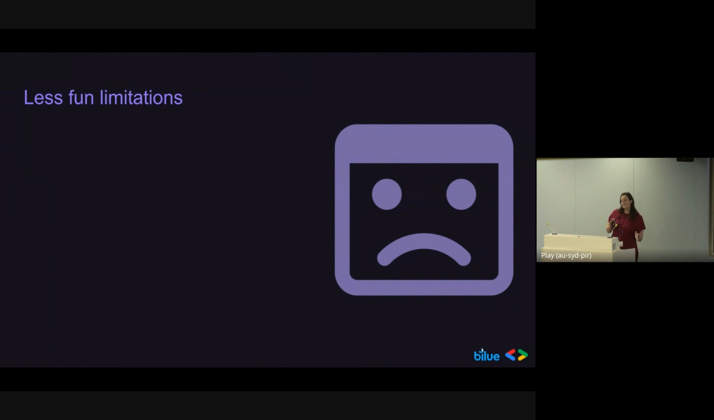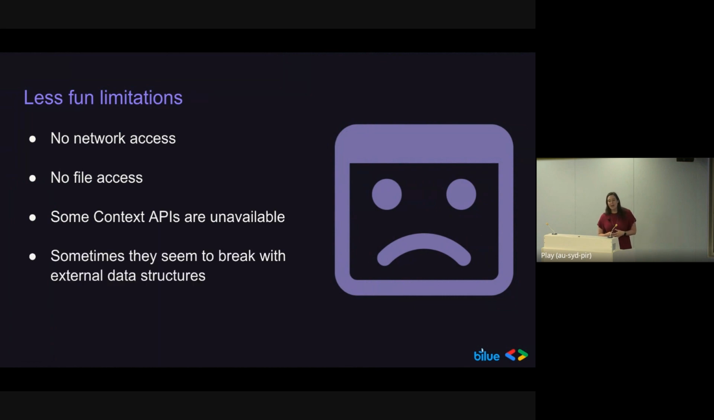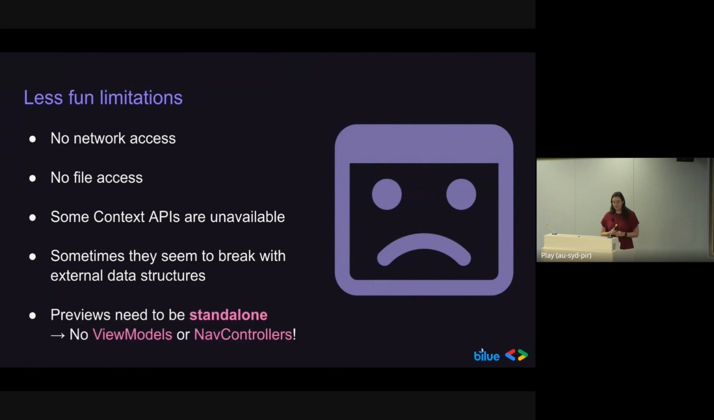There are some not so great things. With a preview, you can't have any network access. So you can't go and get data and do anything like that. There's no file access, so you can't go look at a JSON file. And some of the context APIs are unavailable. And sometimes I have noticed the previews break with external data structures. I think it just gets a bit flaky, and it depends how you've set up your project.